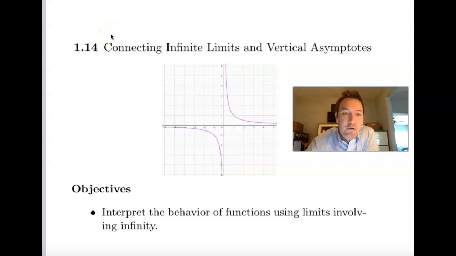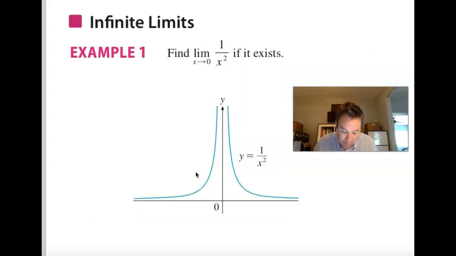All right, in section 1.14, we are going to be connecting infinite limits and vertical asymptotes. We've already done some of this intuitively when we first defined one-sided limits. So we've kind of come across this situation. We're just going to formally define vertical asymptotes in this section. All right, so a graph like this, y equals 1 over x squared, and we want to know what's going on as x approaches 0. And so this is kind of review for us.